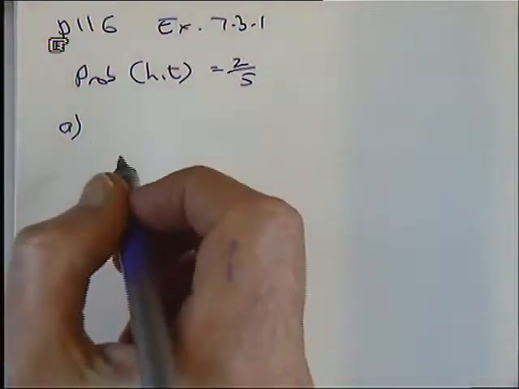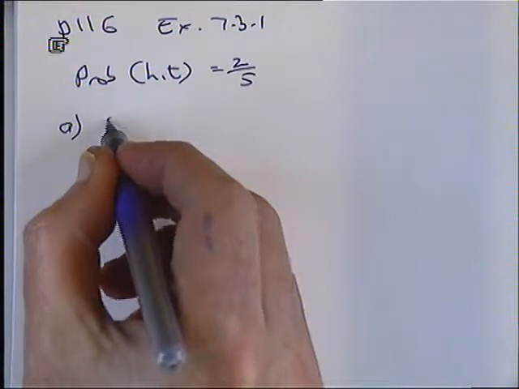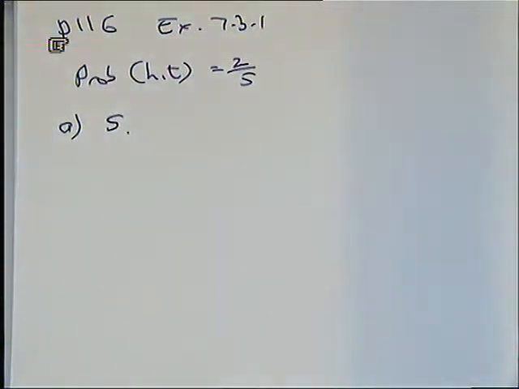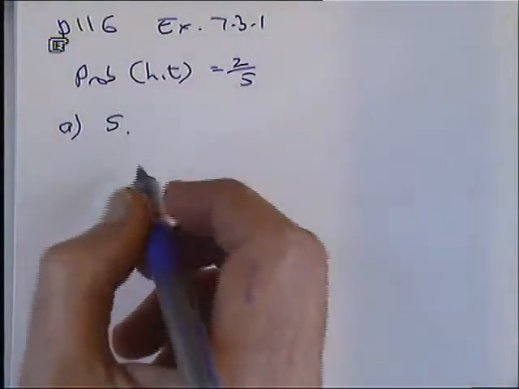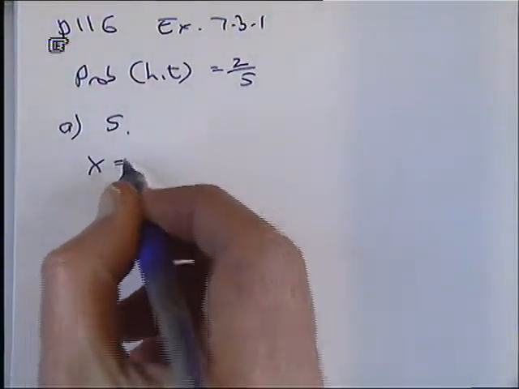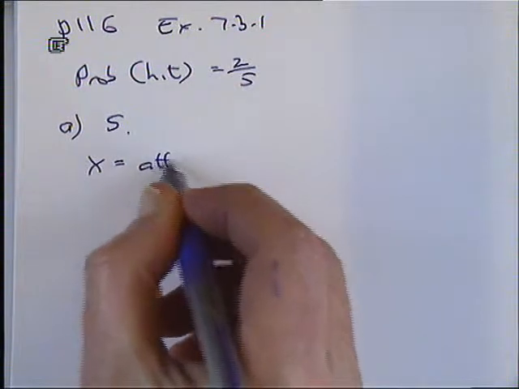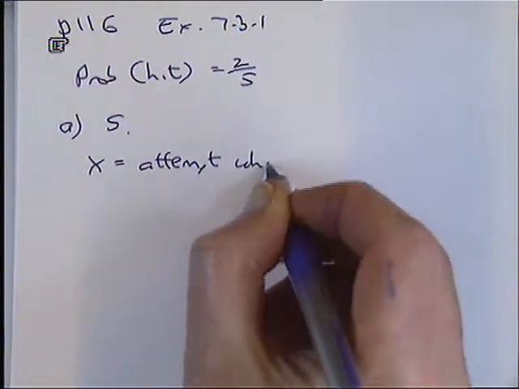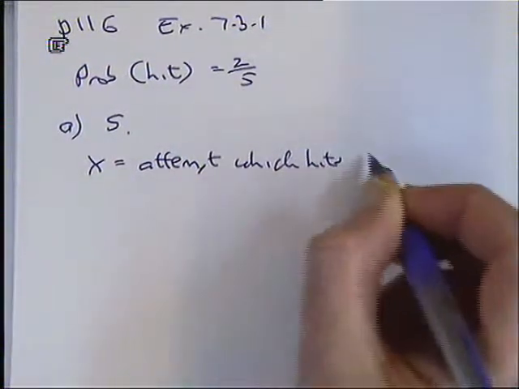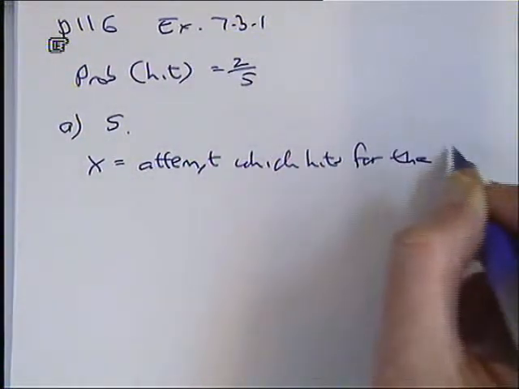The player keeps throwing darts until he hits the required section. Calculate the probability that he needs, in part A, exactly 5 throws. So before we look any further, we've got here success is hitting the dartboard. So X will be the attempt where he hits for the first time.